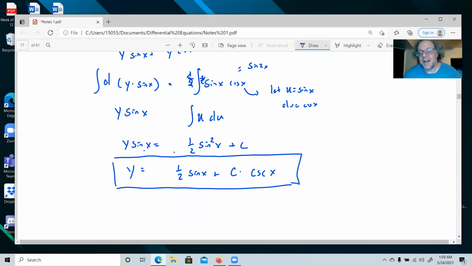But yeah, there's our integrating factor. So it doesn't always have to be an e to the something. You're not always going to get an e to the x integrating factor. Sometimes you get sine, or you'll get a polynomial like we did in the first one.